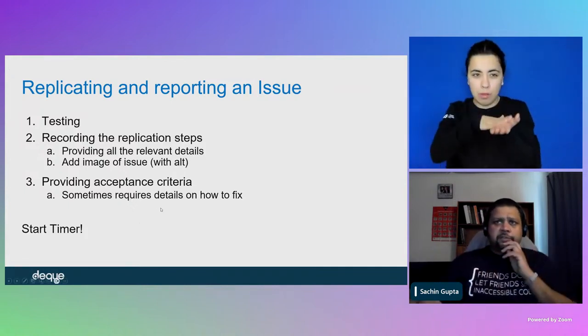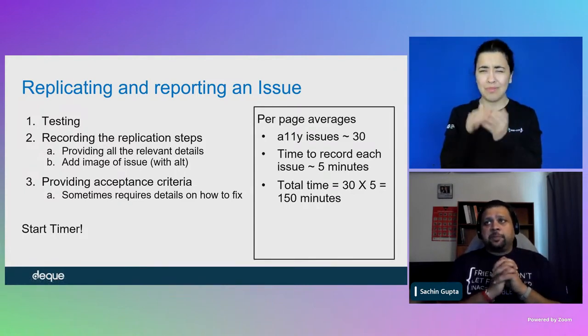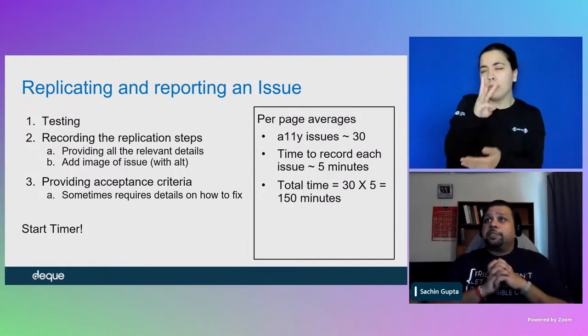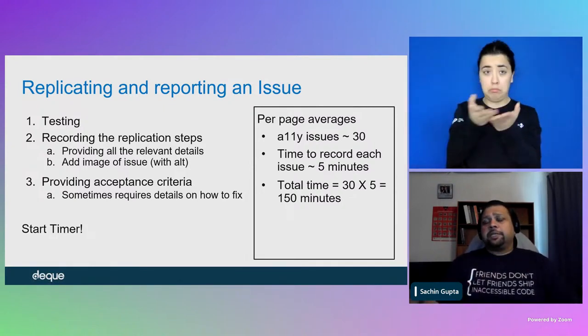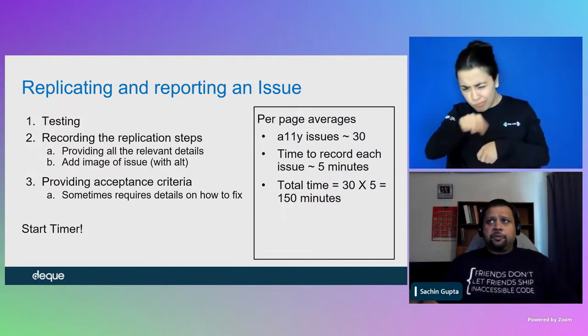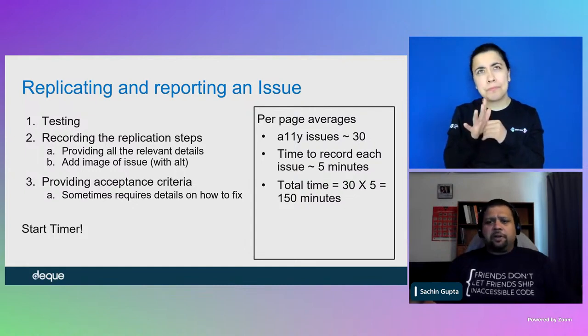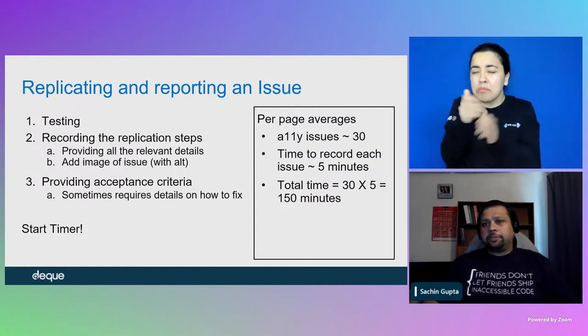Now let's go to what we have seen in the real world. We have done thousands of pages of assessments and audits, which are all WCAG and sometimes even different standards. What we have found in these thousands of pages is that the average number of accessibility issues on a page hovers somewhere around 30. It can be more, it can be less. Each page is different. We're talking averages here.